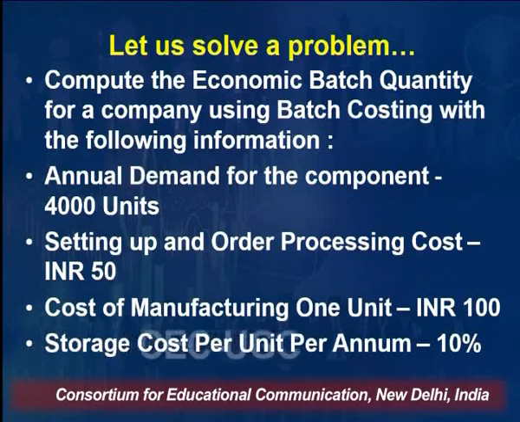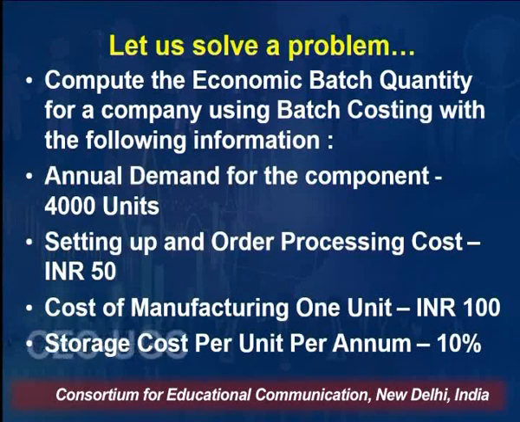Other information is given in absolute terms, whereas the storage cost or carrying cost is given in terms of a ratio, that is 10%. Now the question comes to your mind, on which amount this needs to be calculated. Needless to say, you have to take the cost of manufacturing 1 unit, that is 100 rupees, and 10% of that is going to be your effective storage cost. So with this information we have to calculate the economic batch quantity.